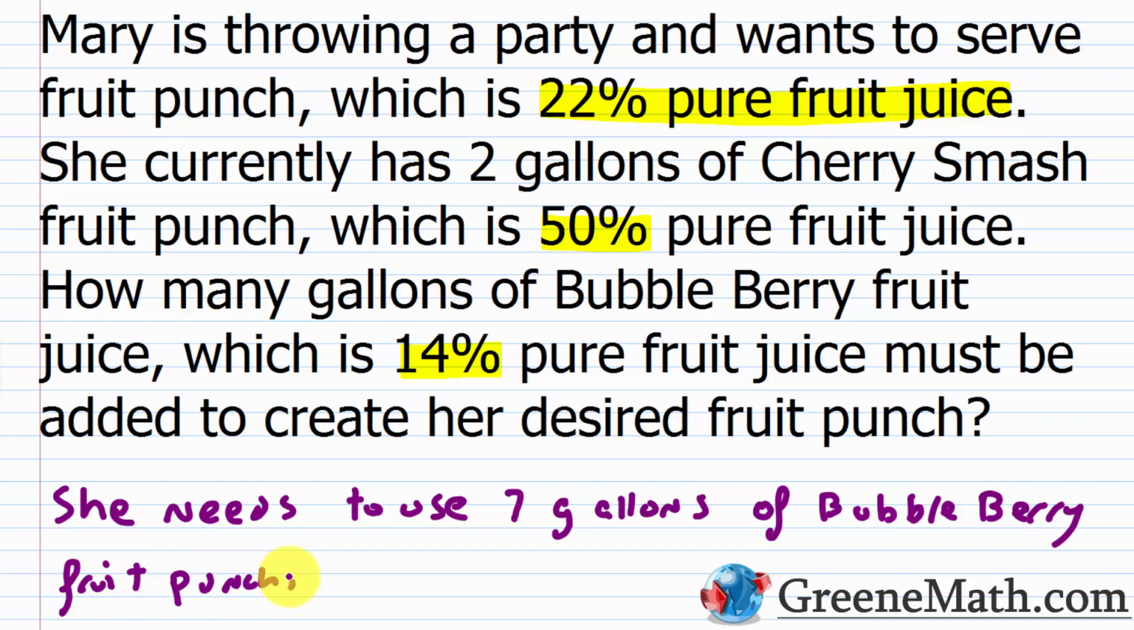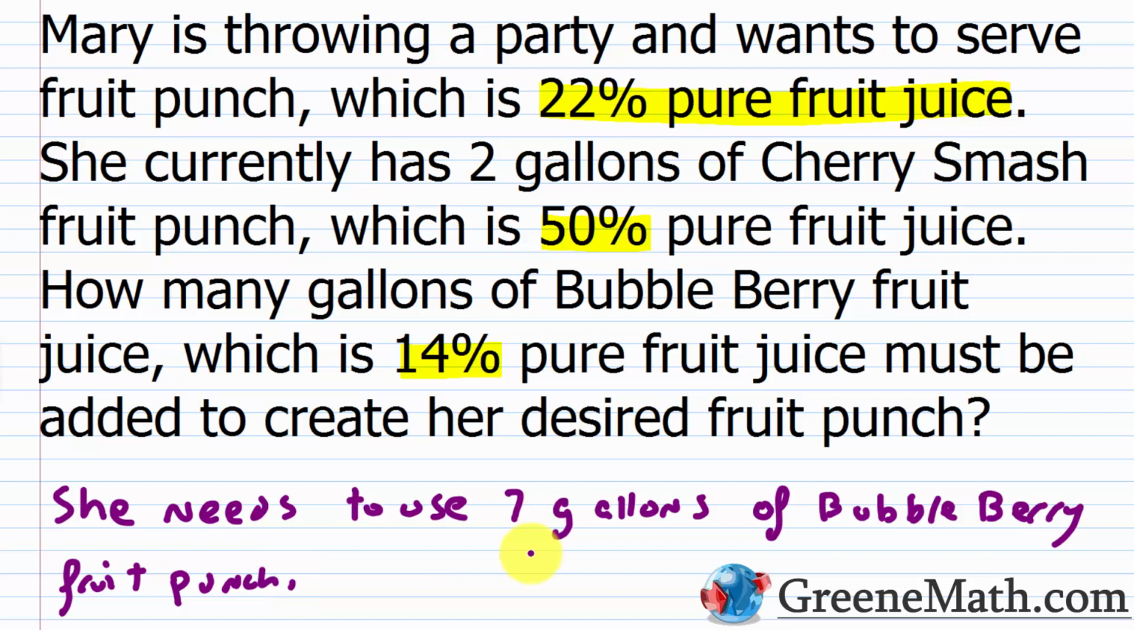Now, let's check this. Let's make sure the answer is reasonable. She's throwing a party and wants to serve fruit punch, which again is 22% pure fruit juice. She currently has 2 gallons of cherry smash fruit punch, which is 50% pure fruit juice. And again, it asks how many gallons of bubbleberry fruit juice, which is 14% pure fruit juice, must be added to create her desired fruit punch.